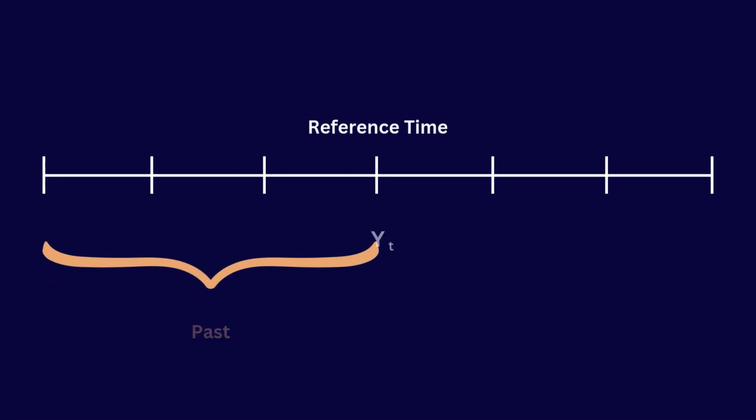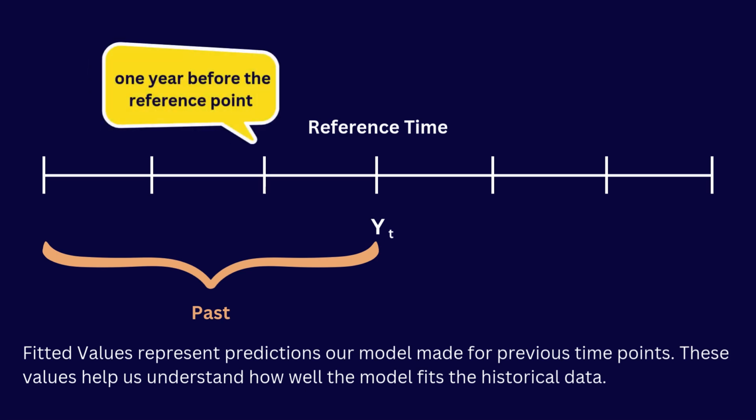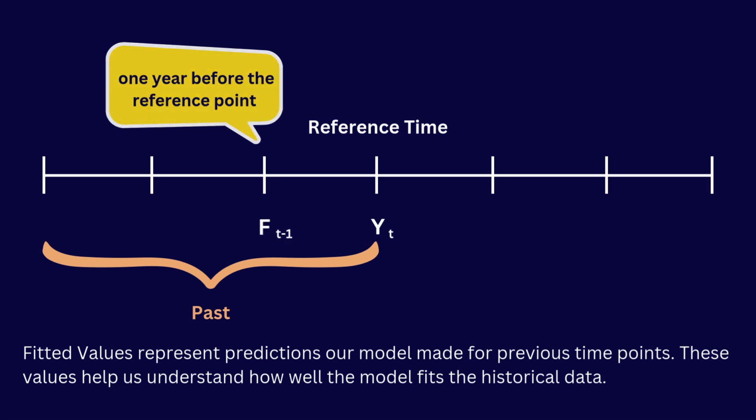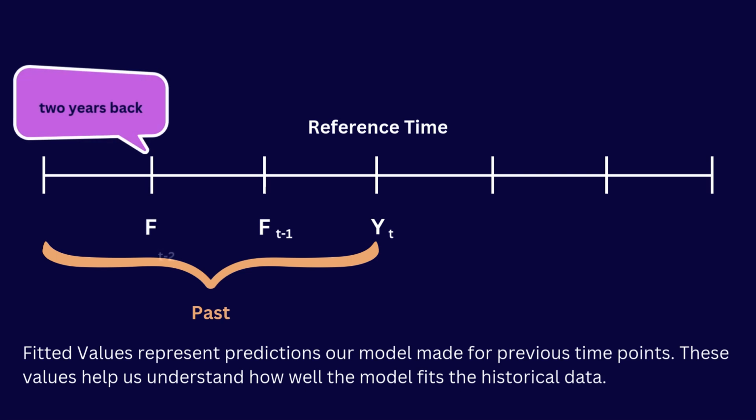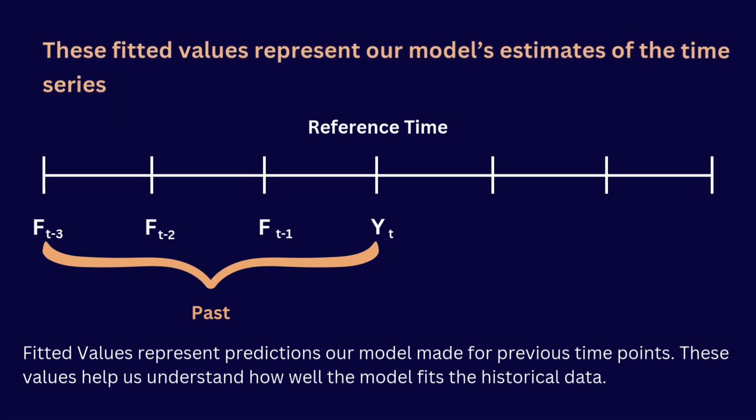Now let's move back into the past. Fitted values represent predictions our model made for previous time points. These values help us understand how well the model fits the historical data. For instance, 1 year before the reference point, which is Yt, we have Ft-1. 2 years back, we have Ft-2, and 3 years back, we have Ft-3. These fitted values represent our model's estimates of the time series for those past time periods.